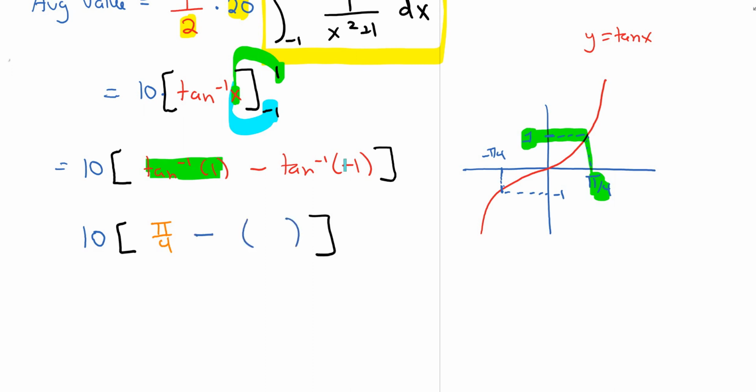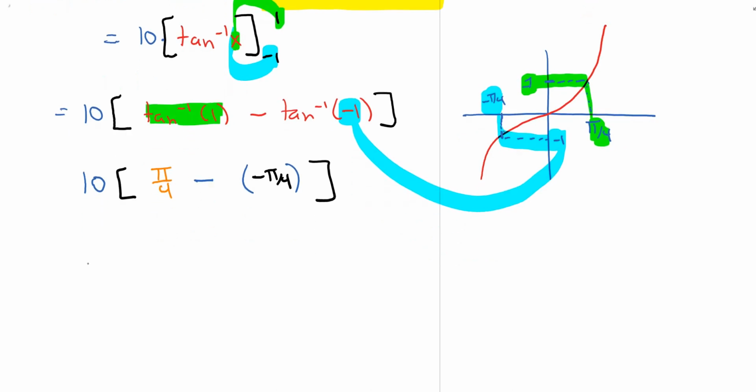And then if I take a look at this negative value here, if that's my y value, what x value gives me a y value of -1? Well, if I follow it, it's going to be negative pi over 4. So this will be negative pi over 4. So you can use your graphs to find the exact values. I think that works out quite well. So pi over 4 plus pi over 4.